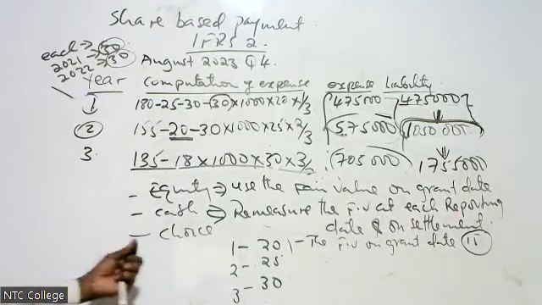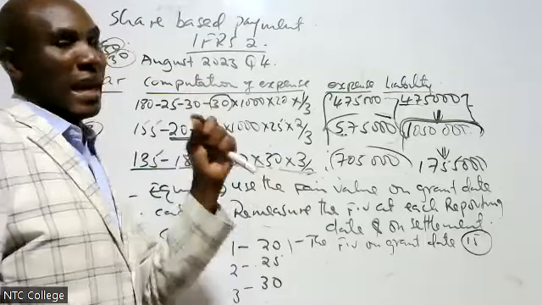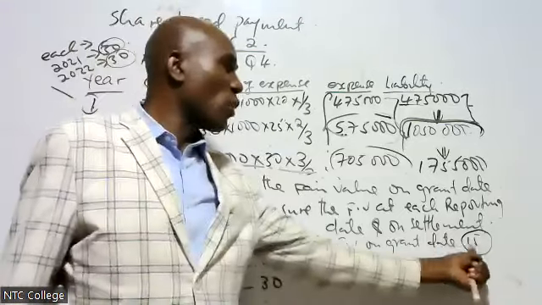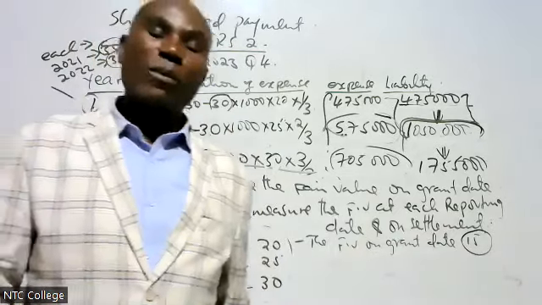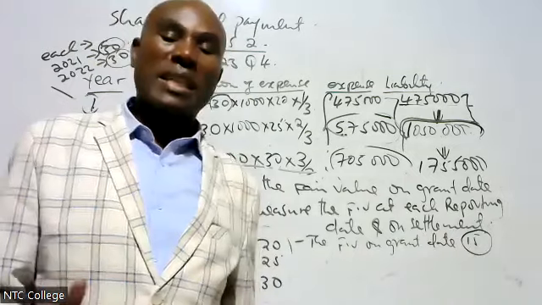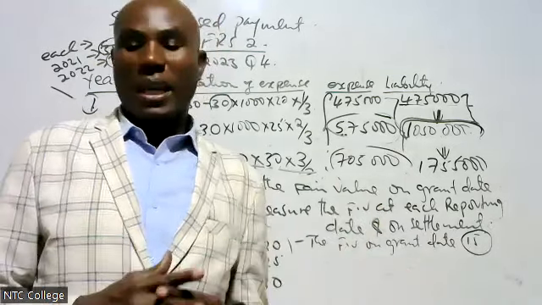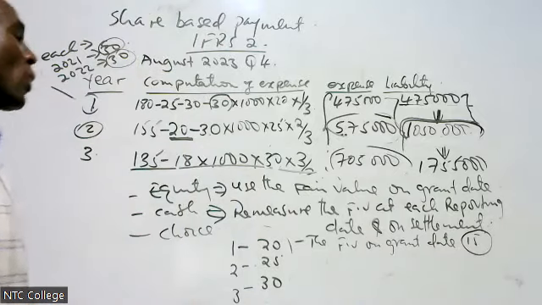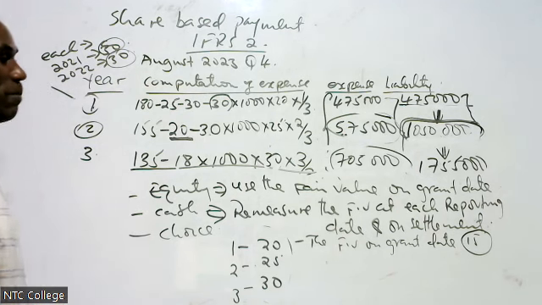But if it is equity settled, then you are going to use the fair value on grant date. We say the grant date is the date when the counterparty entered into agreement. I believe that one is okay.